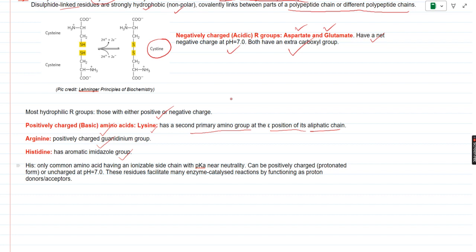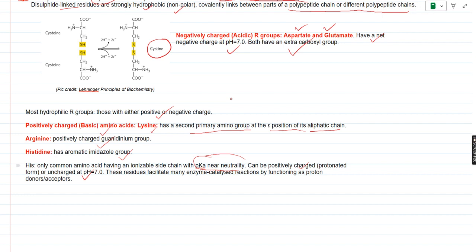So histidine, if you see, is the only common amino acid having an ionizable side chain with pKa near neutrality. pKa is a measure of how strong or weak an acid is. Okay, so the higher the pKa, the lower the Ka and the lower the acidic strength. So the pKa of histidine is close to neutrality, so that's a pretty important property to note down. And it can be positively charged, that is in the protonated form, or can be uncharged at pH equal to 7.